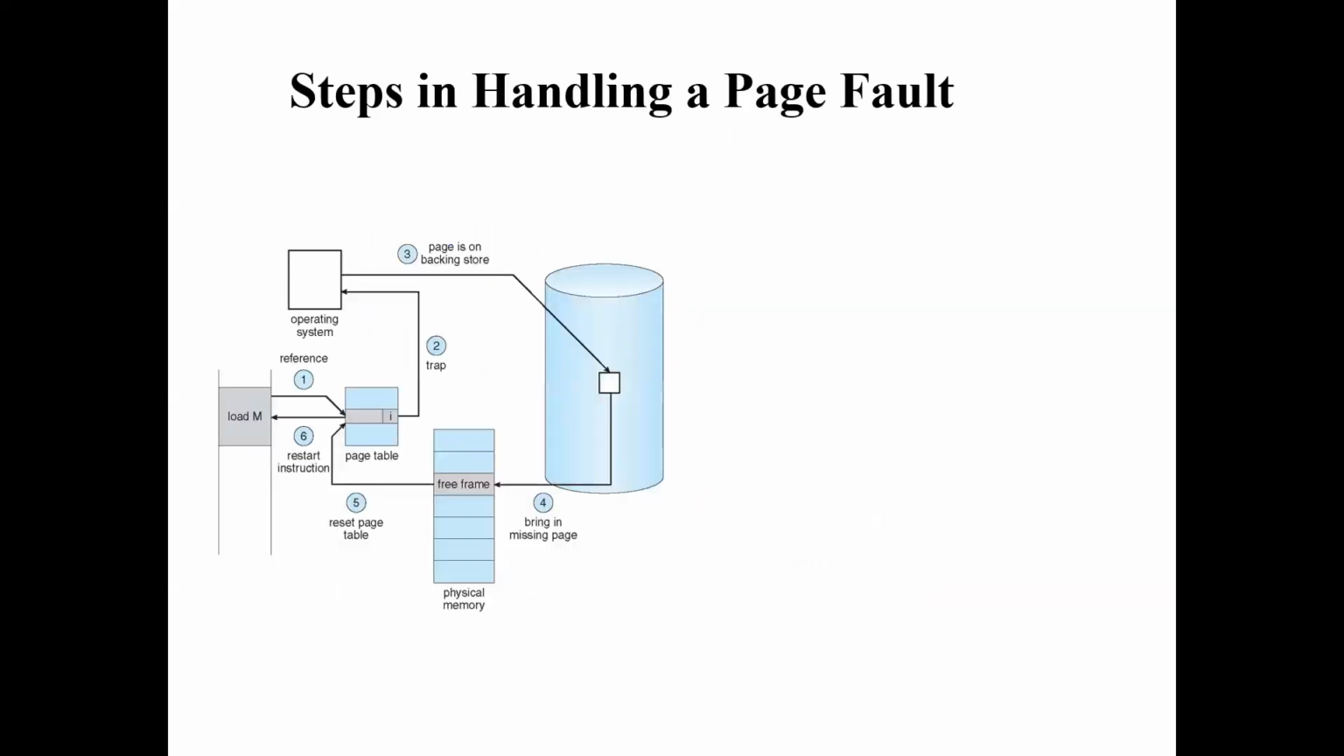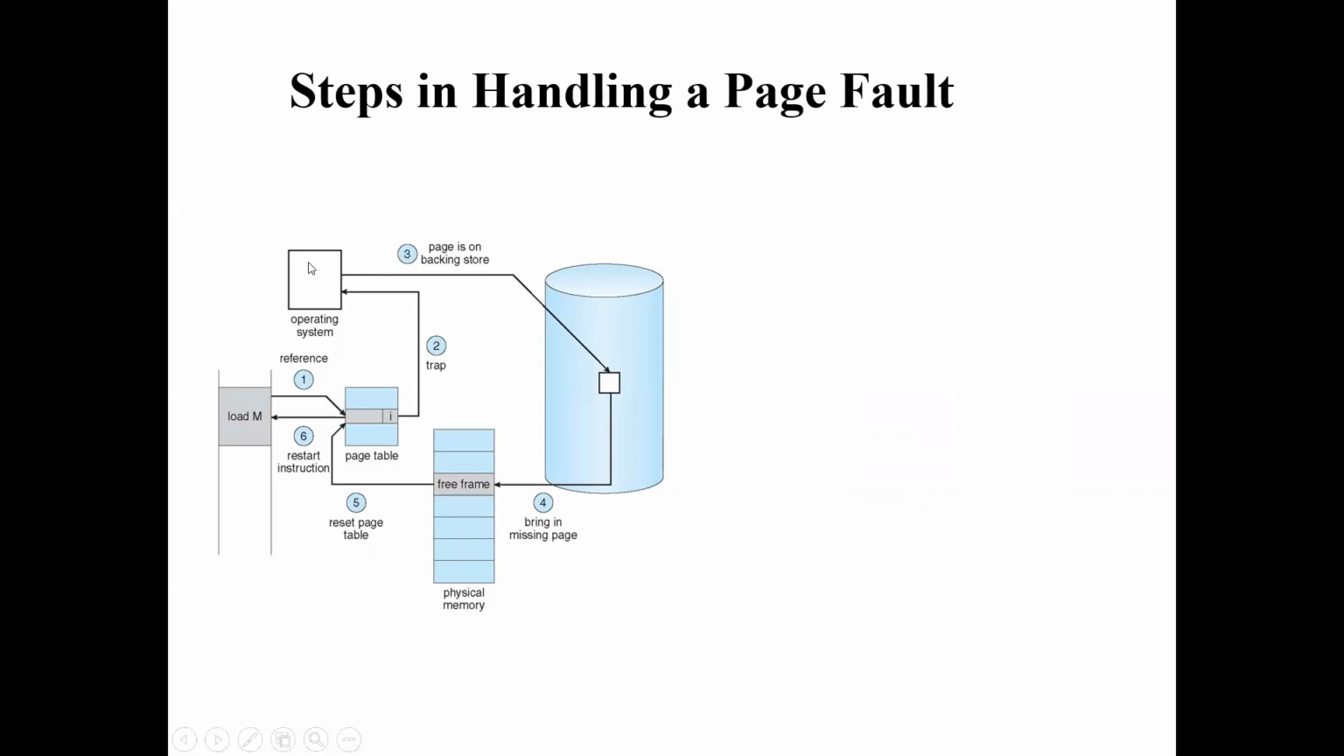Okay, so these are the steps in handling a page fault. The first one is loading M. I am giving the instruction called load M. It goes and sees in my page table whether the entry is there. Here the entry is not there because your valid and invalid bit is I. That means it is invalid, so it is not there in the page table. And then it sends a trap signal to the operating system.